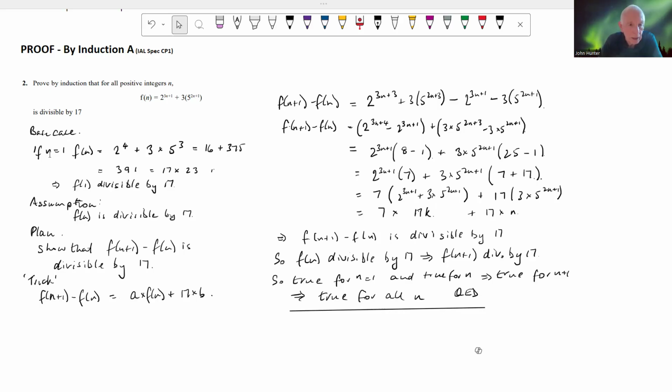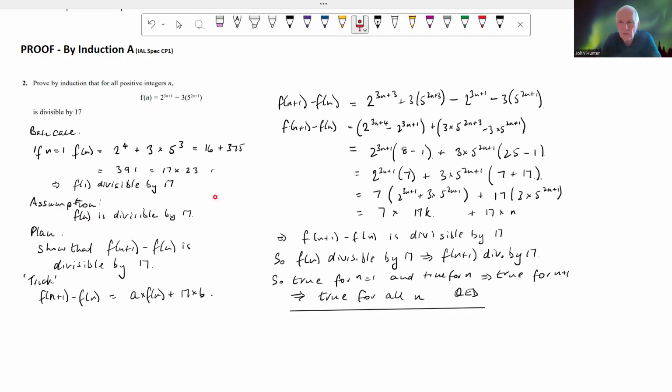So here we go, the base case. All we have to do here is substitute n equals 1 in this expression here. And when we work that out, it actually comes to 391, which indeed is a multiple of 17. So f of 1 is divisible by 17, so it's true for n equals 1. And then we make the assumption, this is the assumption stage. We assume that f of n is divisible by 17.